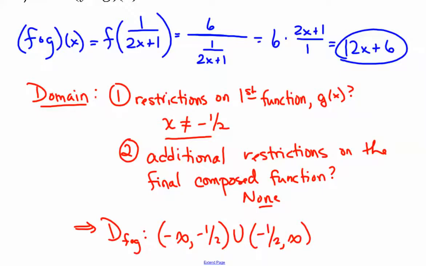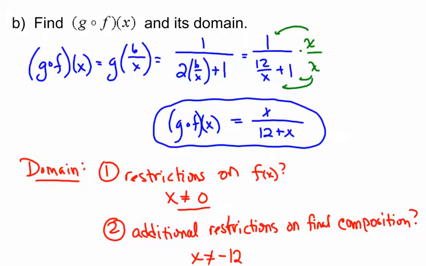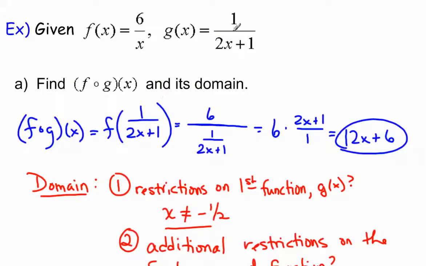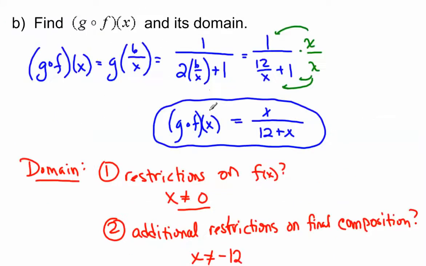What if we reverse this? What if they ask us to find g of f of x and its domain? Well, g of f is going to be g of 6 over x. That means I'm going to take this 6 over x and put it in place of the x in my g of x. It's going to look like this, and that simplifies: 2 over 1 is 12 over x.